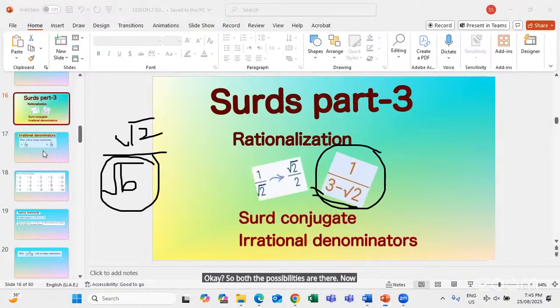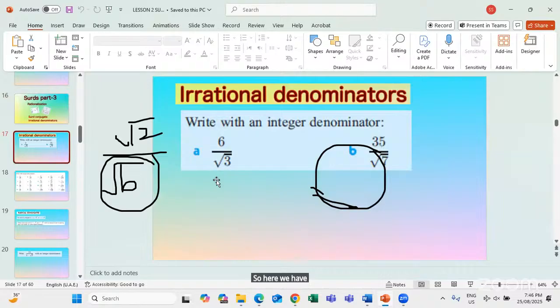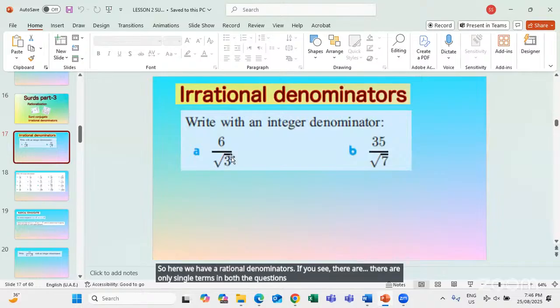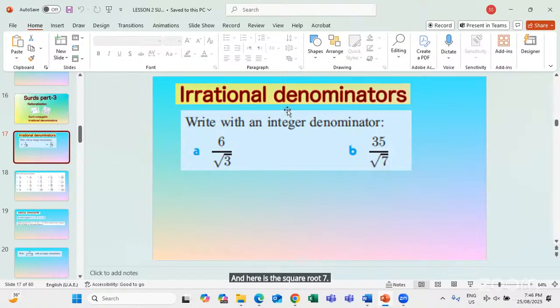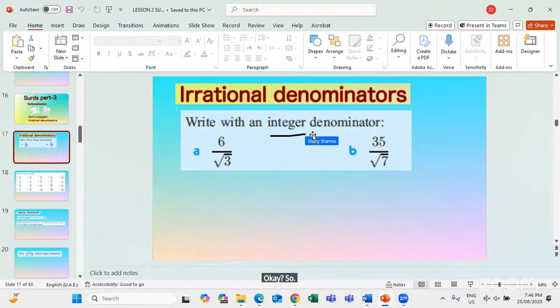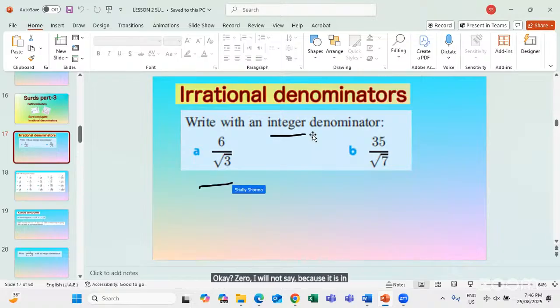Now the question is how do we do that? So here we have irrational denominators. If you see, there are only single terms in both the questions. We have a single irrational term here, square root 3, and here is a square root 7. And the question is write with an integer denominator. So if you understand the meaning of denominator and if you understand the meaning of integer, you can easily do it. Integer means the numbers should be counting numbers or negatives of them. Zero I will not say because it is in the denominator. Denominator should never be 0.